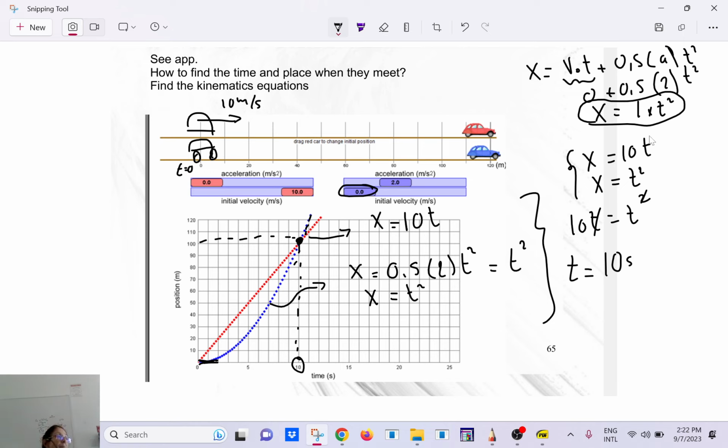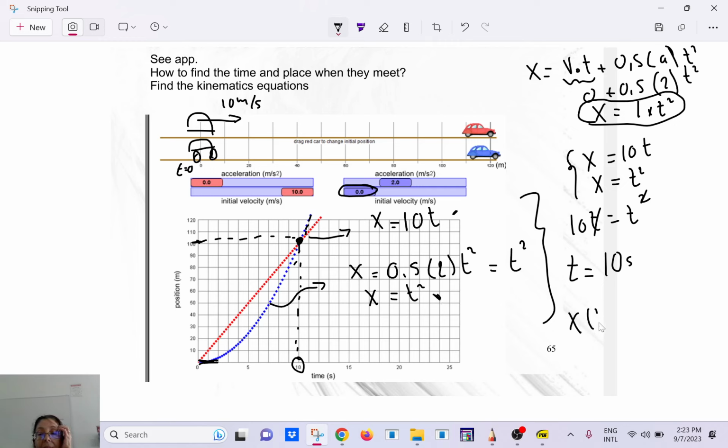When it's not moving, you use the same kinematic equation. I mean, there is no acceleration. You use this one as well, but that term does not exist. Does it make sense? Okay, so you have the time t equals 10 seconds. Now, how far? Can you find where it is? You can use this equation or that equation.